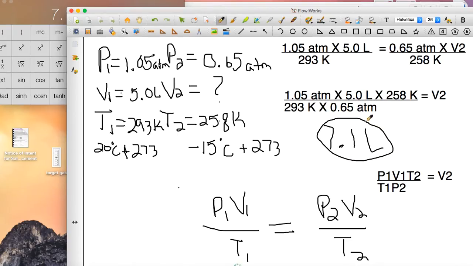As it rises up, the temperature's dropping and the pressure's going down, so we're expecting the volume to go up with the change in the pressure. That's why our balloons pop when they go up in the air: as the pressure goes down, the volume goes up.